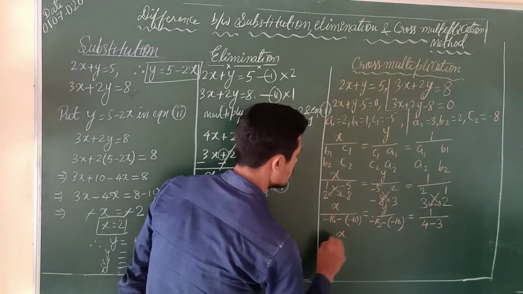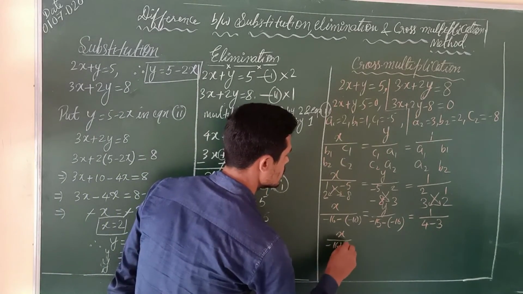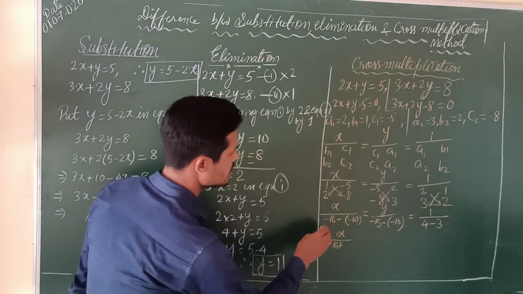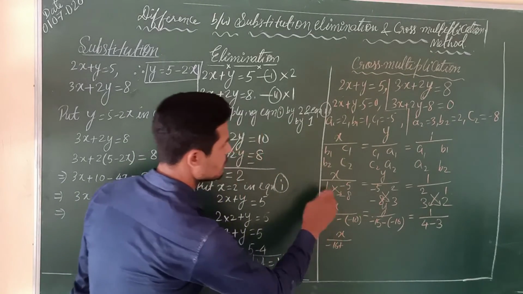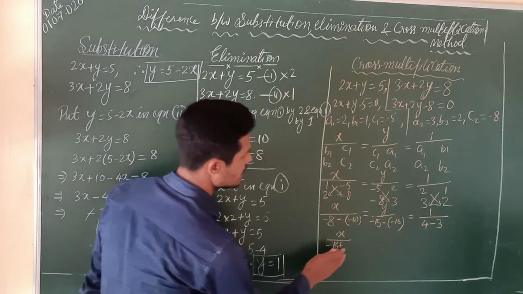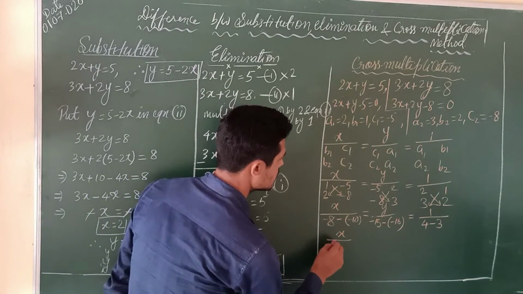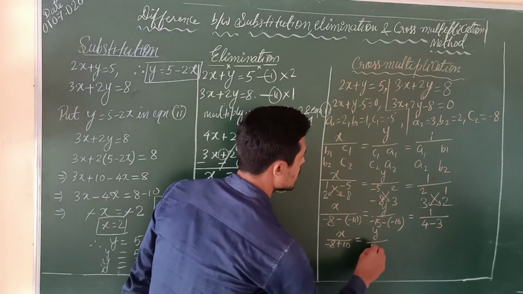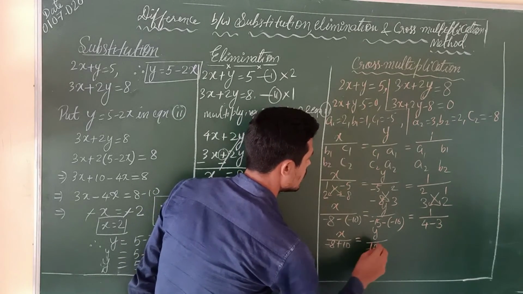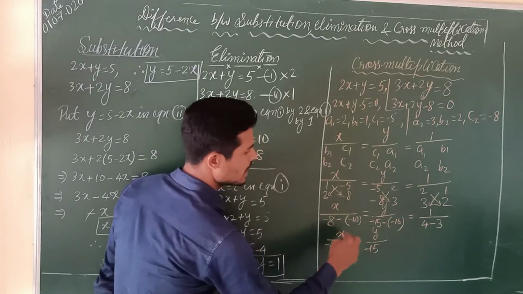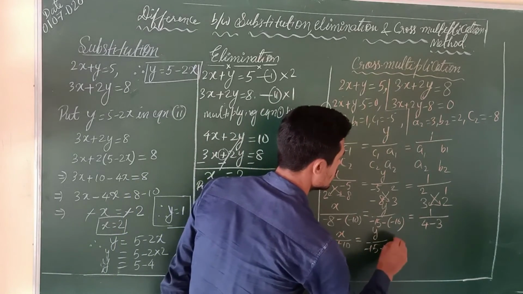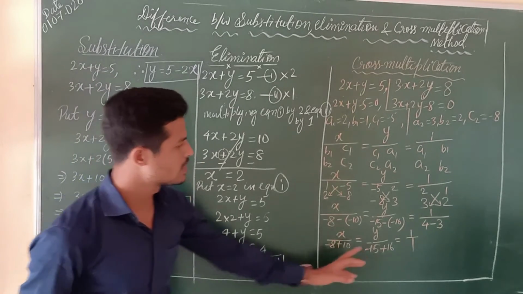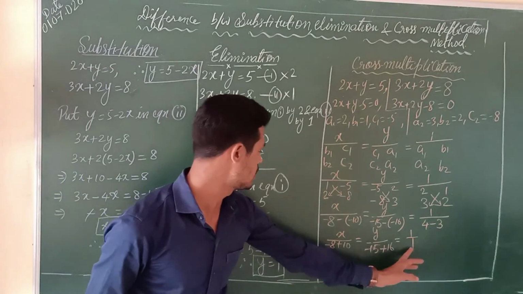Finally we get x upon minus 16 plus how much? Sorry, it was 1 8s are 8, minus 8. Then we get x upon minus 8 minus minus plus 10, equals y upon minus 15, and minus into minus plus 16, equal to 1 upon 1.